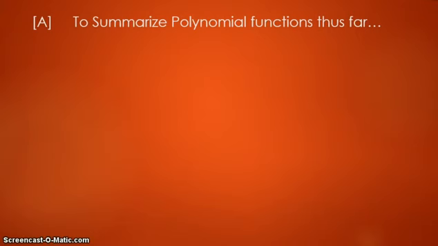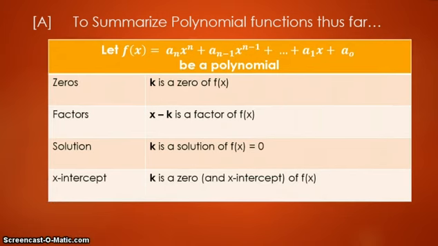Okay, so let's look at part A. We talk about using the x-intercepts to graph polynomial functions. So to summarize polynomial functions thus far, this is the structure we have. I advise you to pause the video and try to jot all of this down. I don't expect you to do it as I'm talking, so just jot it down and then you can go from there.